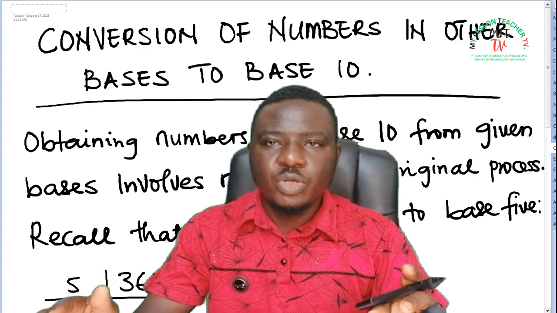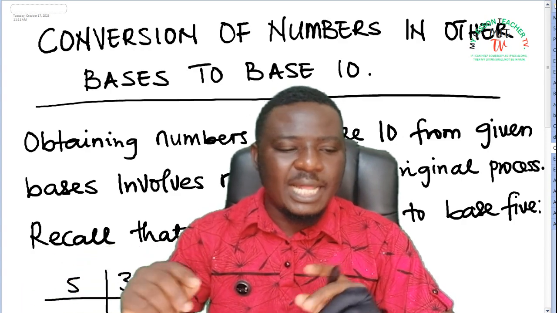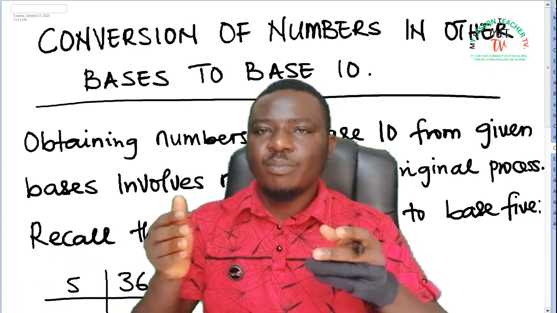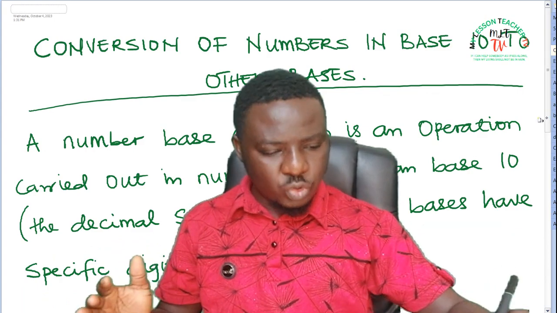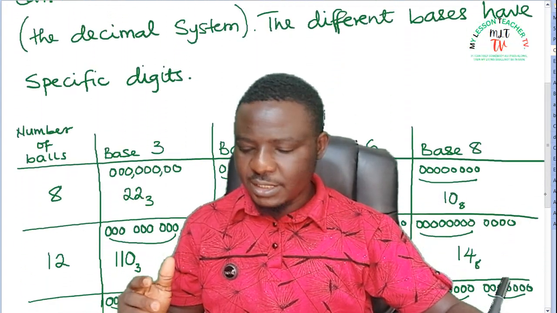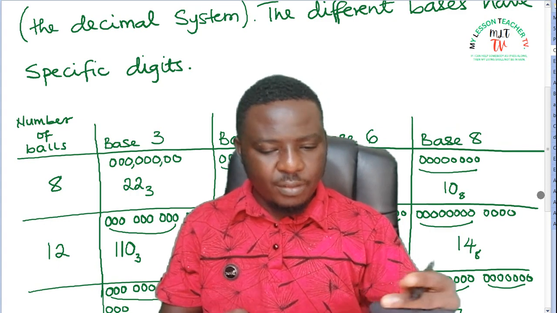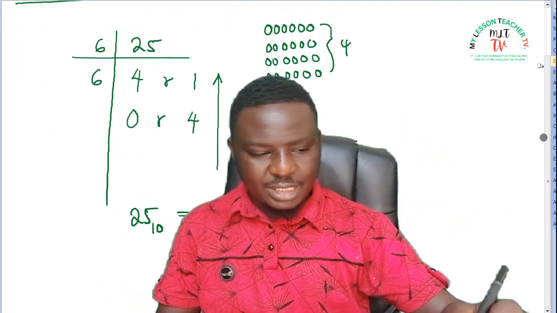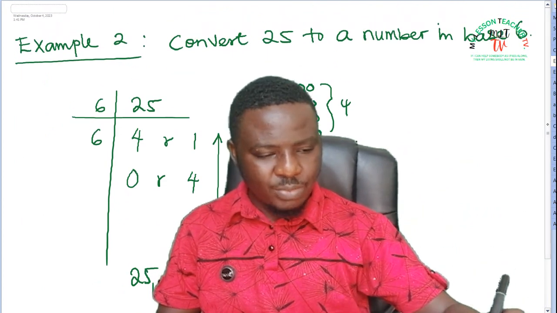Today's class is a continuation of our previous classes on SS1 mathematics. At the last class, we looked at conversion of numbers from base 10 to other bases, where I showed you how you can convert numbers from base 10. You can write them in base 3, base 5, base 6, base 8, as well as we were able to solve so many examples where I showed you how to do that using the long division method.